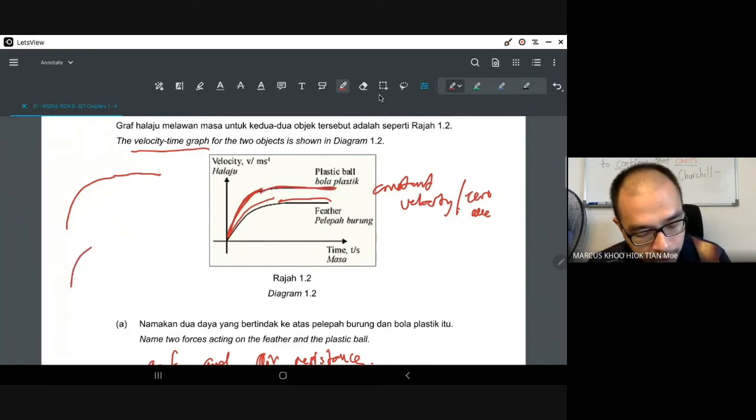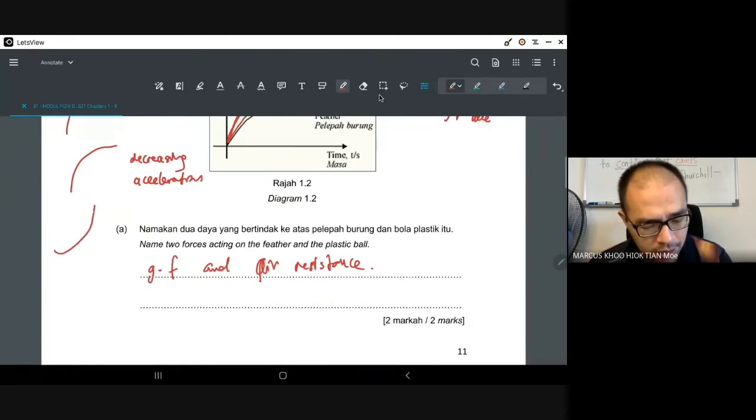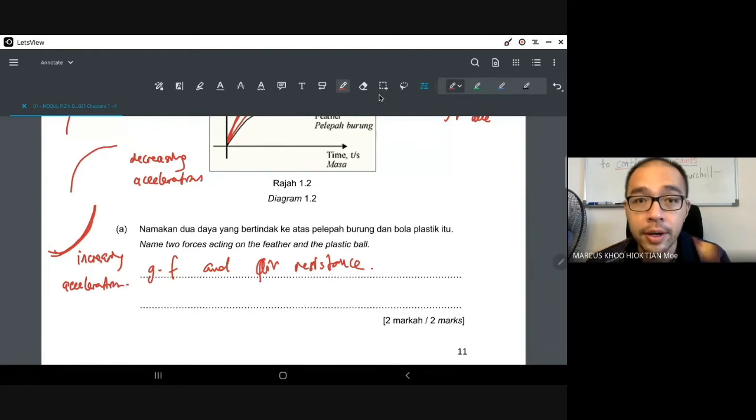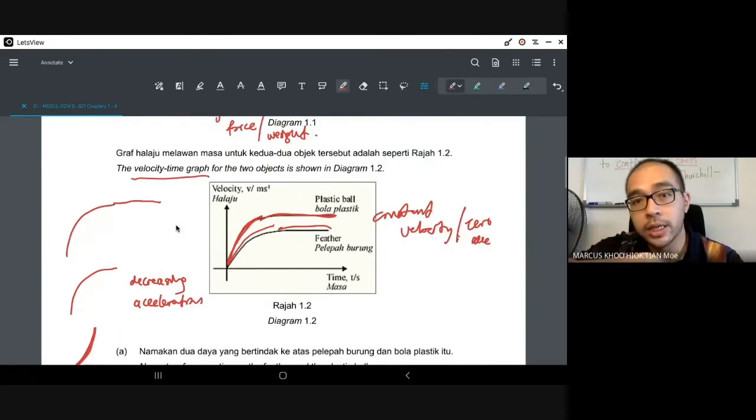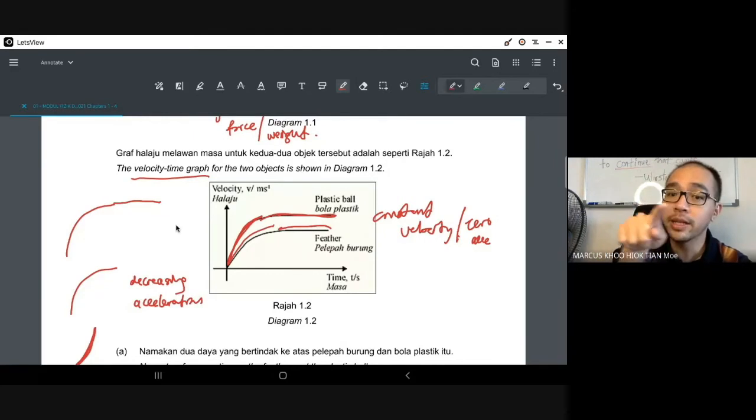So if the graph is like this, this is decreasing acceleration. But if the graph is like this, it is very rare. I'm a little bit sad that we have to start with such a difficult question. Okay, this one is increasing acceleration. So it depends on the shape of the graph. But this one is generally a decreasing acceleration because finally it's going to become constant velocity.